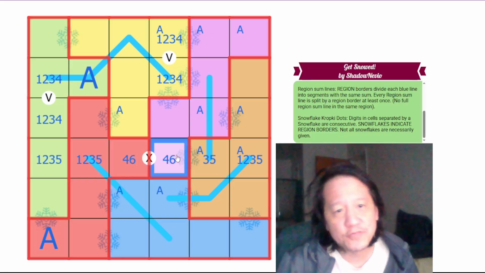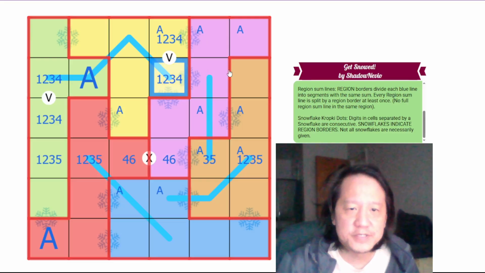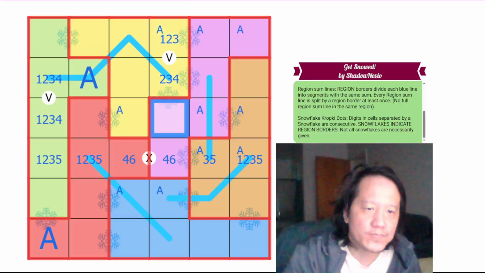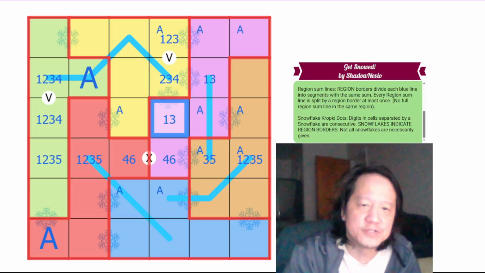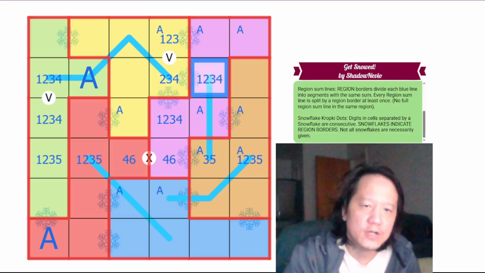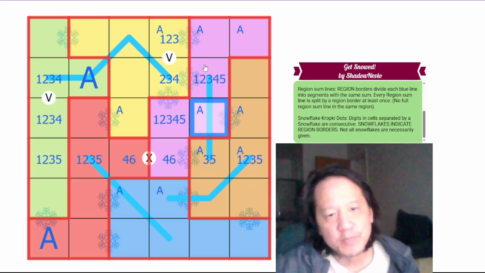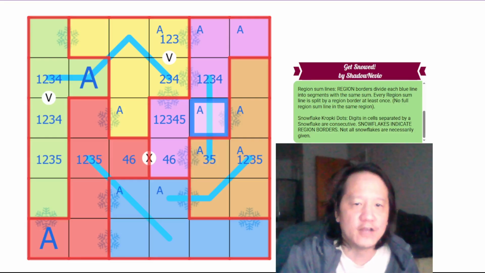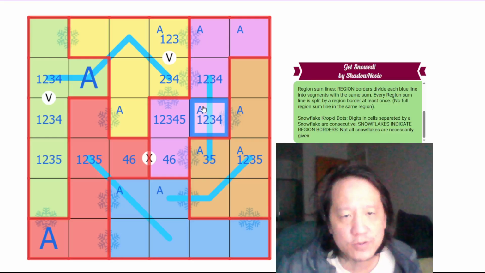Okay, so far not too helpful. This is consecutive with two other unique digits in the pink region. So this cannot be 1, which means this can't be 4. If this is 2, this would have to be 1 and 3. If this is 3, this would have to be 2 and 4. If this is 4, it would have to be 3 and 5. These two digits must sum up to what that digit is. So this can never be 5. So this has to be 1 through 4 at most also.